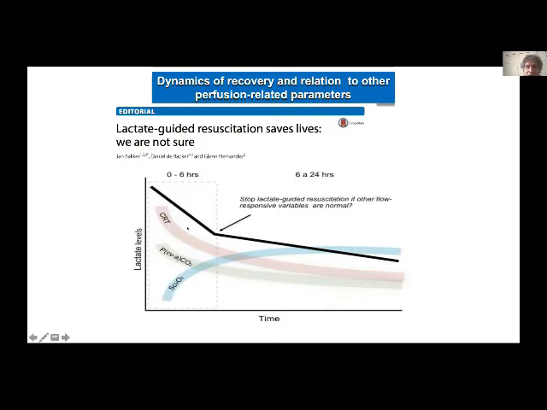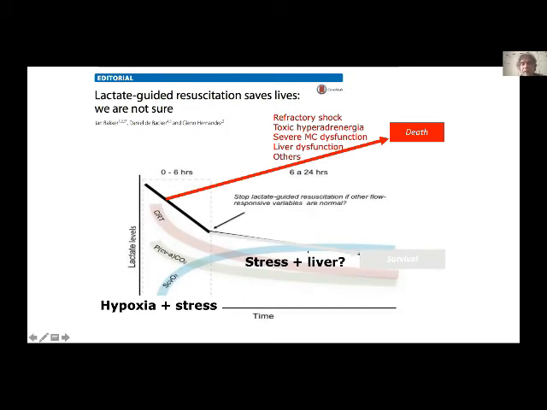Compared to that, and I will speak about this later, other more flow-sensitive parameters, such as capillary refill time, delta pCO2 or SvO2, normalize very fast, and they are normal at 4 or 6 hours, when lactate in some patients is still abnormal. So these variables have different kinetics. And of course, you have to keep in mind, and we already know this, as the speaker before said, in cardiogenic shock, a persistent or worse, an increase in lactate over time instead of decreasing is associated with a very high risk of mortality, whatever the cause: refractory shock, toxic hyperadrenergia, severe microcirculatory dysfunction, liver dysfunction, whatever. But of course, it is very bad news.